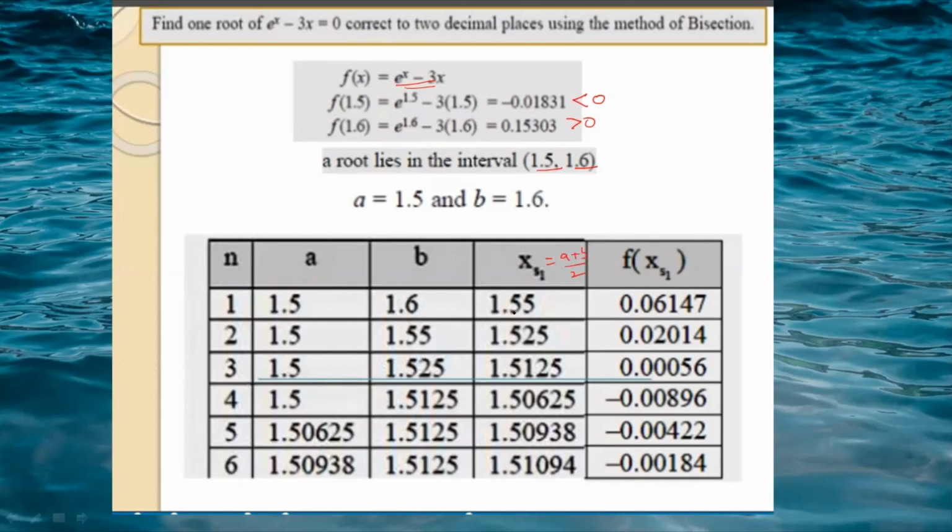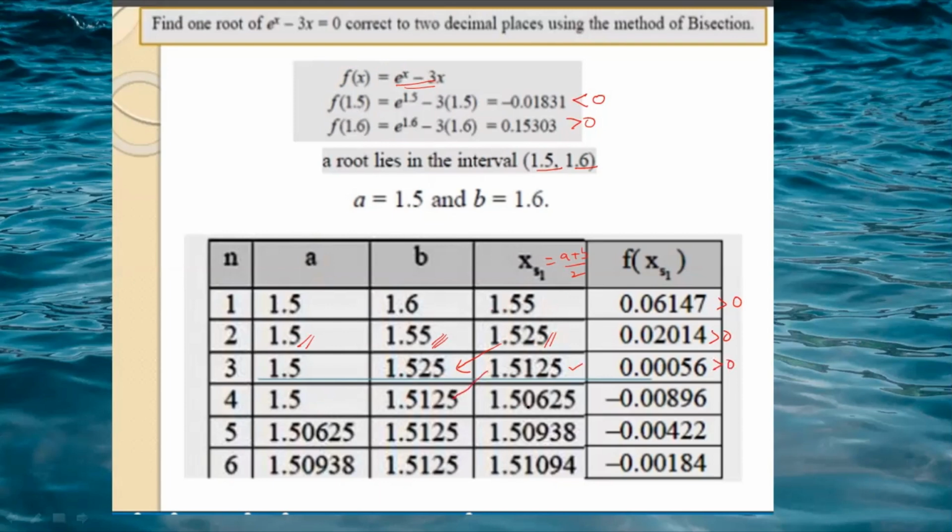This is nothing but a plus b by 2. Okay, so 1.55. So what is f of 1.55? It is greater than 0. So the root lies between greater than 0 and less than 0. When it is greater than 0, it should always come to this place. And what is the less than 0 value? Already we have 1.5. So 1.5 plus 1.55 divided by 2 is 1.525. Find f of 1.525 by substituting in e power x minus 3x. You got a positive value again. Because it is positive, it will come to here. 1.5 plus 1.525 by 2, 1.5125. Again it is greater than 0, so it will come in the place of B.